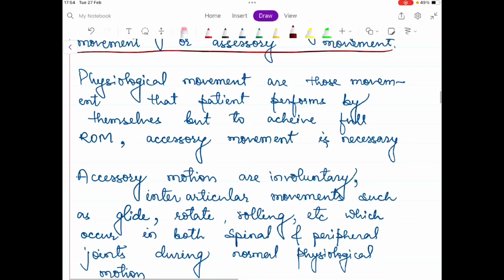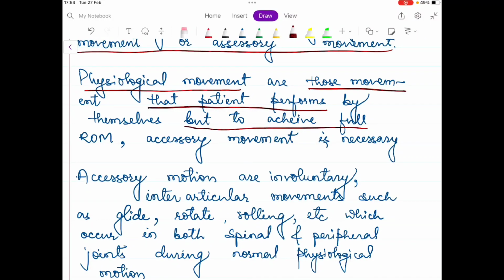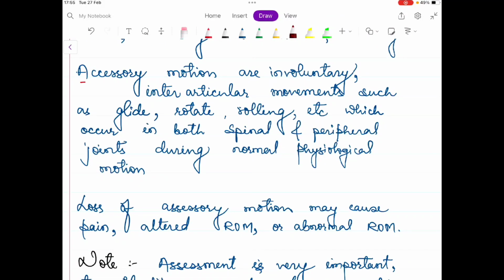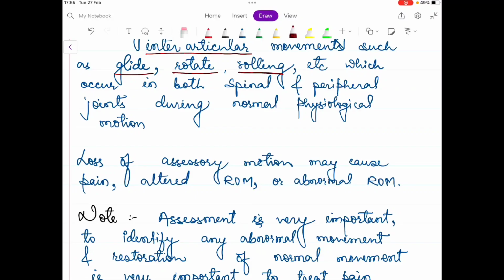Now physiological movements are those movements that the patient performs by themselves. But to achieve the full range of motion, accessory movement is very important. Accessory motions are involuntary, that means they are not under your own control. These are interarticular movements, basically gliding, rotating, rolling, etc., compression and traction. There are 5 accessory motions. It occurs in both spinal and peripheral joints during normal physiological motion.